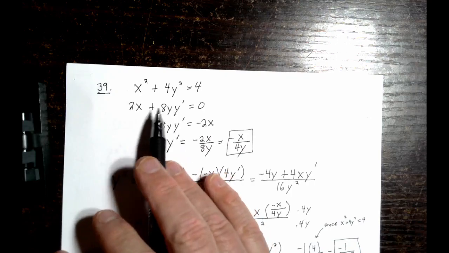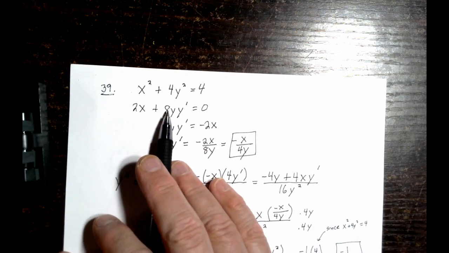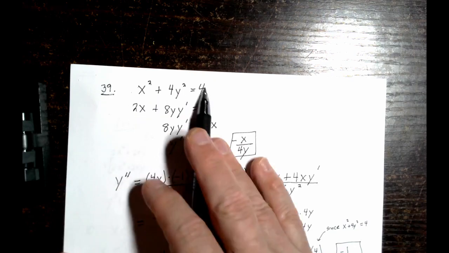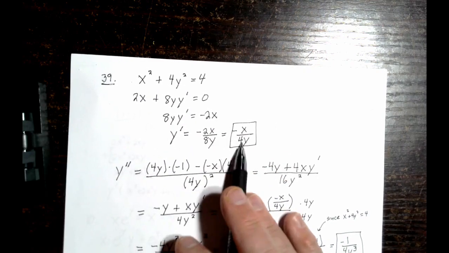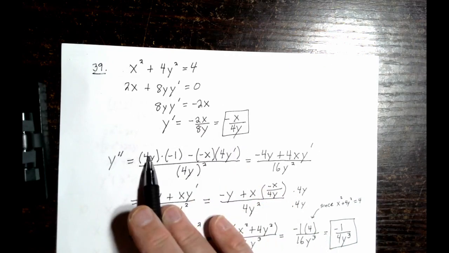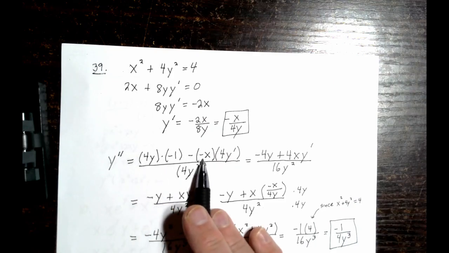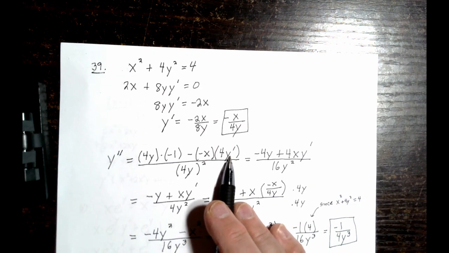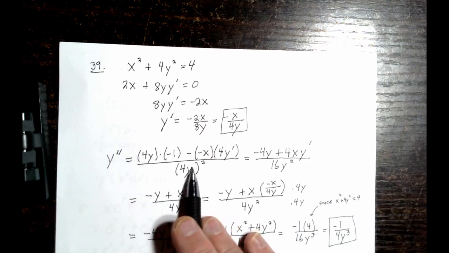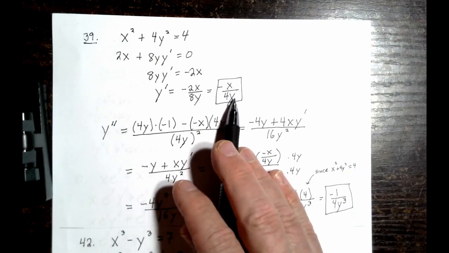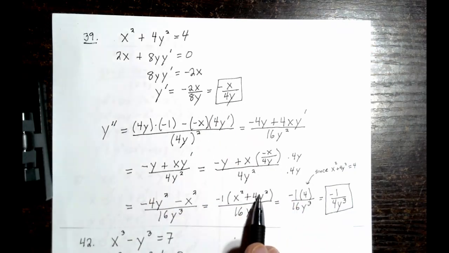In this one, they ask you to find the second derivative. So you take the first derivative, 2x plus 8y, y prime equals 0. Solve it for y prime, and you get this guy. And now take the derivative of this guy, and you're going to use the quotient rule. So you've got the bottom times the derivative of the top, minus the top times the derivative of the bottom. Derivative of 4y is just 4, but tag on a y prime because you just took the derivative of y, over 4y squared. And you simplify that, and you're going to at some point have to plug in for y prime what you found y prime to be, and then simplify the whole thing down.